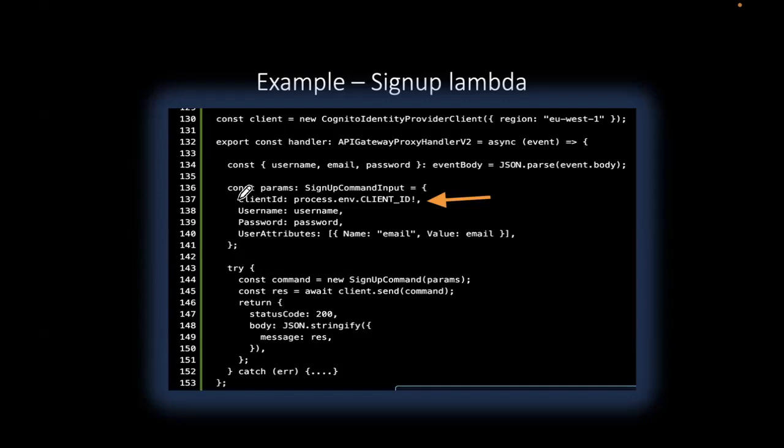So this is the Lambda that takes care of communicating with Cognito for the purpose of registering a user in a particular user pool. And it's not the user pool ID that we provide in our request. It's the user pool client ID that we provide.